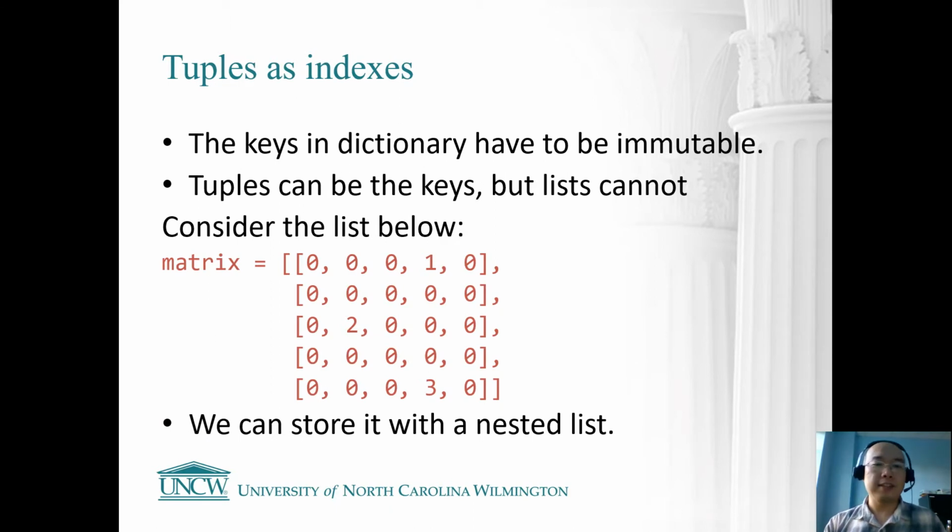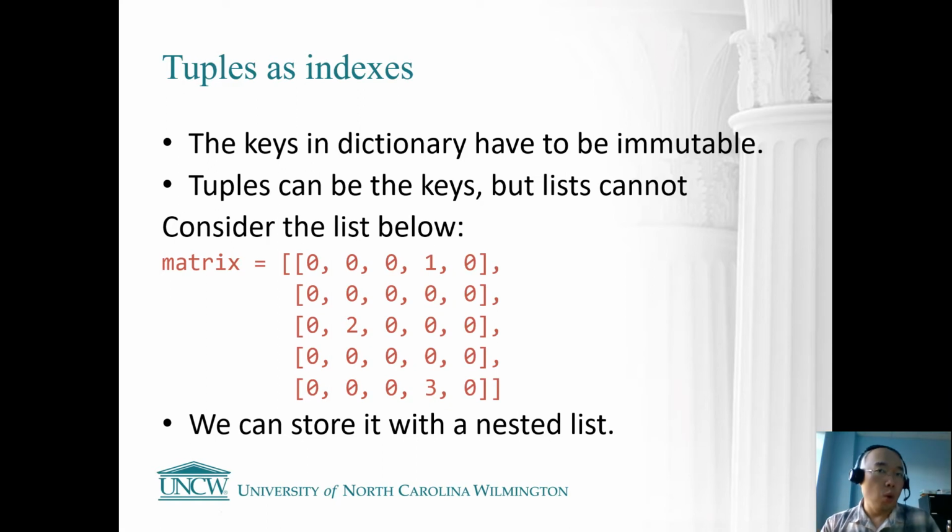Okay, so the next thing we want to talk about is how and why we want to use tuples as indexes. Let me give you this example. Say I have a matrix. This is a nested list, and we have already seen that. One observation I have is that this nested list, or this matrix, is really sparse. By saying it is sparse, I mean there are way too many zeros and very few non-zero values. If you count, there are only 1, 2, 3. There are only 3 non-zero values.